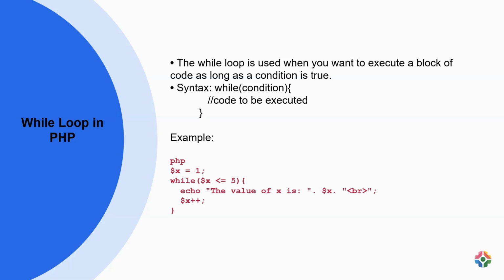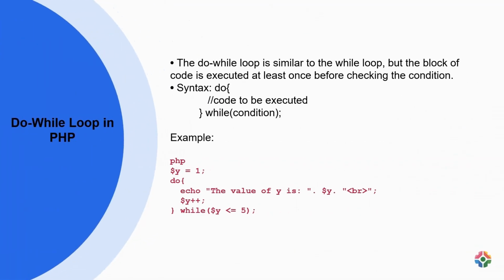Initially, x is assigned the value of 1. The loop execution continues as long as x is less than or equal to 5. Within each iteration, the current value of x is echoed, and x is then incremented by 1. This process continues until x exceeds 5, at which point the loop terminates.